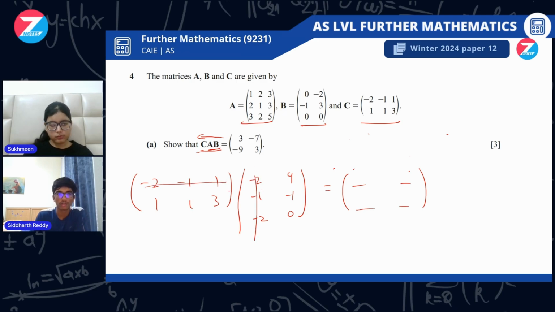And this will be minus 2 times minus 1, minus 2 times minus 2, which is 4. So this part will be minus 2 times minus 2 plus minus 1 times minus 1 plus 1 times minus 2. So 4 plus 1 minus 2, which is 3.